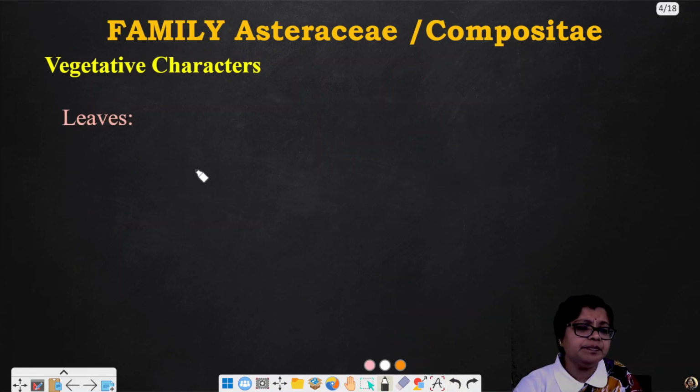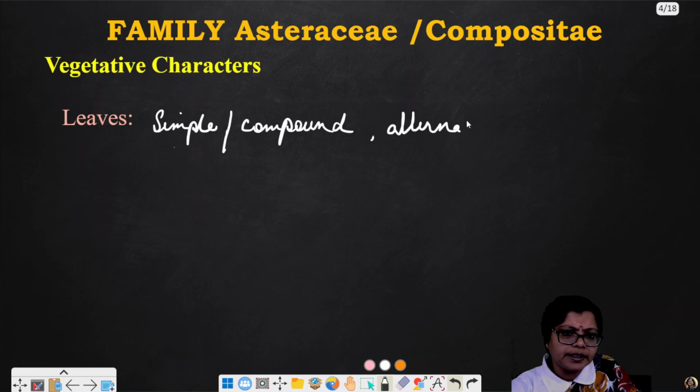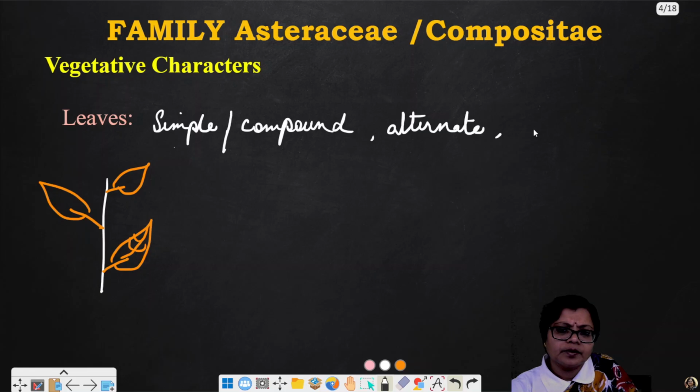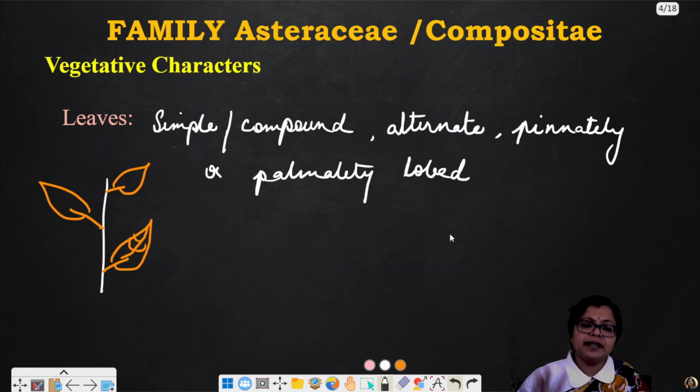Next, leaves. Leaves are mainly simple or maybe compound. Alternate. Alternate means that from each node of the stem axis, one leaf develops. This is called alternate. Pinnately or palmately lobed. Pinnately means feather like, palmately means palm like lobed.